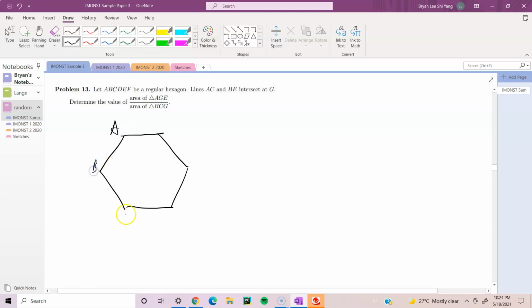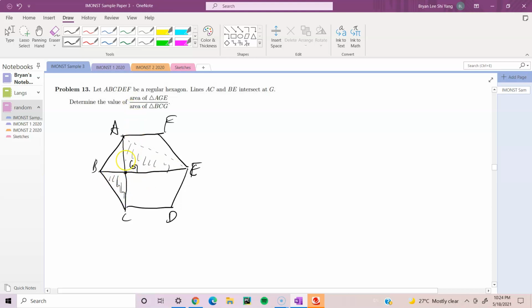Say anti-clockwise. So this is a regular hexagon, and then lines AC and BE intersect at G. If they intersect at G, it's here. So determine the value of the area of AGE over the area of BCG. So we want this, and then this. So what's the area of this?